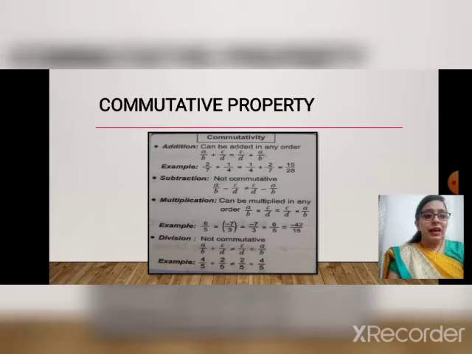In that, again, we can take two rational numbers together, and in this case also both hands should be equal.